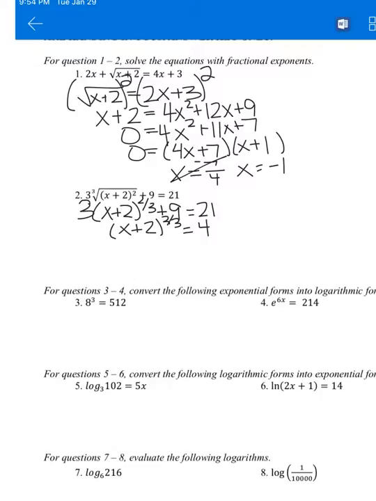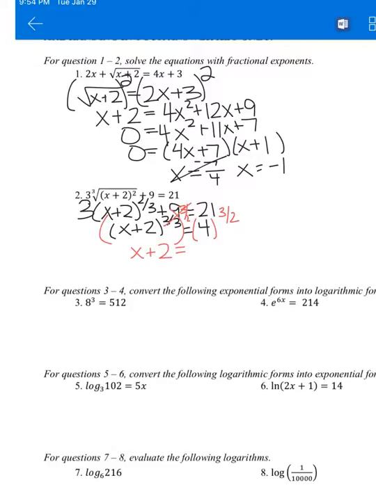Now I'm going to get rid of the fractional exponent, I'm going to raise both sides to the reciprocal power. So it was 2 over 3, so I'm going to raise it to the 3 over 2. Both sides raised to the 3 over 2. So on the left, this cancels. I have x plus 2 equals.